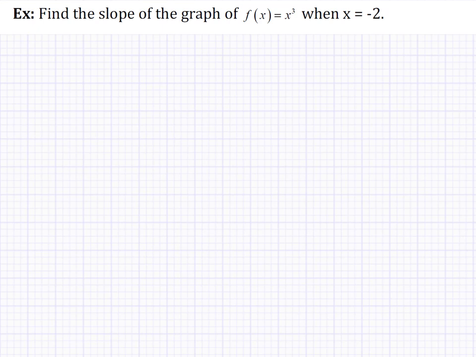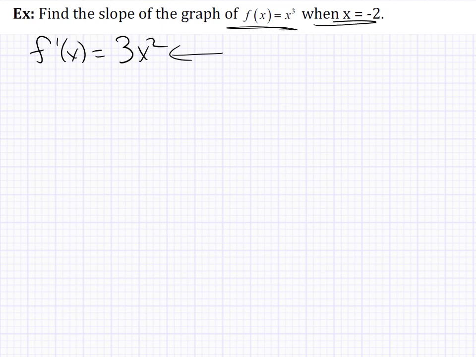Okay, so now we have this next one, which is find the slope of the graph. Well, in order to find the slope of the graph, you need to find the derivative. It just so happens that the function that we want to find the slope of the graph of is a power function. And so if we take the derivative of that power function using the power rule, we get 3x squared. If we want to find the slope of the graph, that's exactly the function that gives us the slope of the graph because it is the derivative.